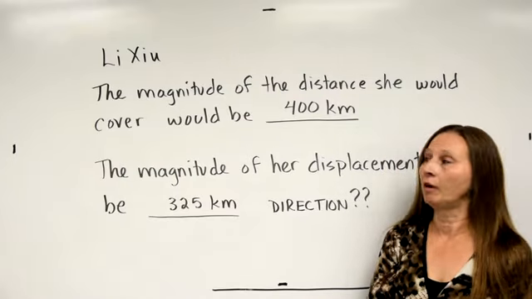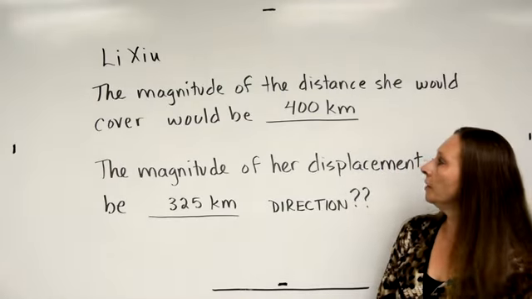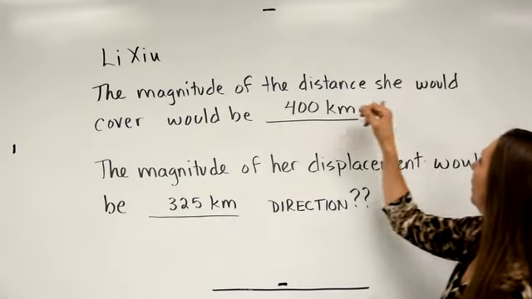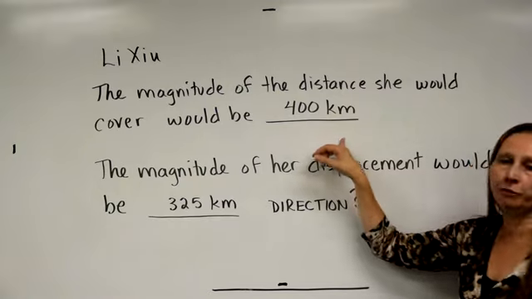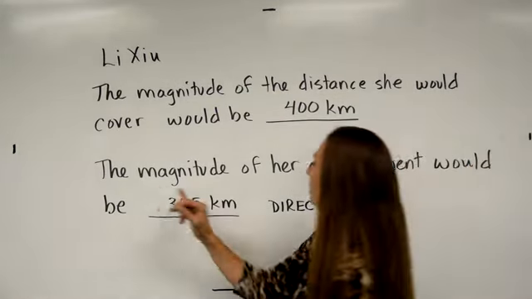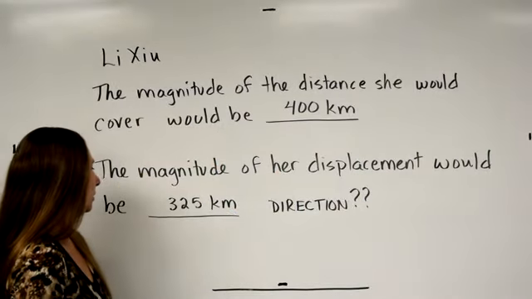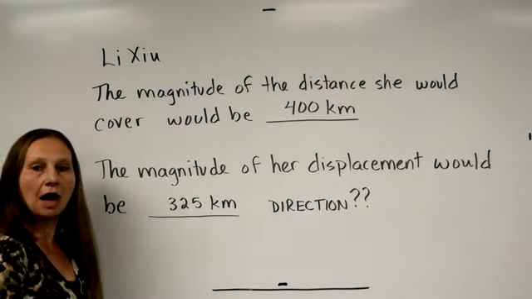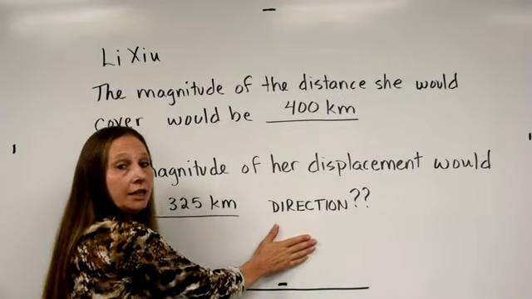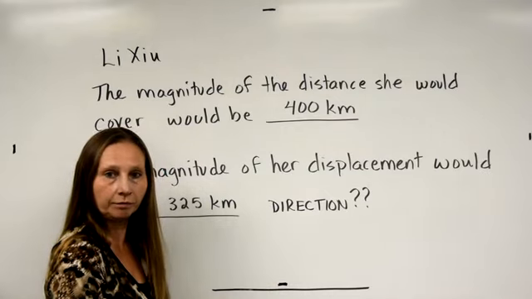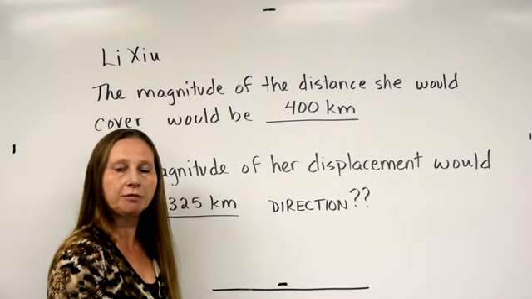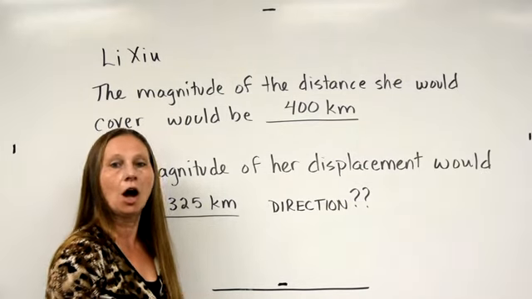So, just to summarize, for Li Ju, if she drives and goes to all those different places, the magnitude of the distance she would cover would be 400 kilometers. If she flies, then the magnitude of her displacement would be 325 kilometers. Remember, in this video, we are not going into detail about the direction. We will go into detail about the direction of displacement vectors in other videos.